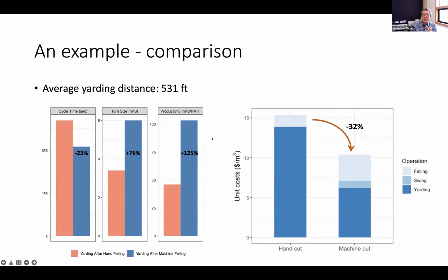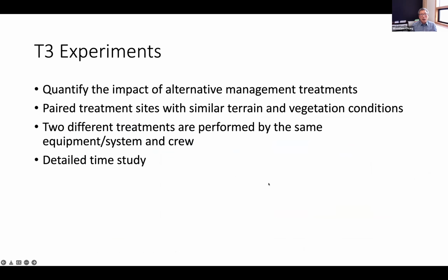But because of this efficiency gain in cable logging after timber falling, you can see here the dark blue is a lot smaller in the machine cut area, even though we use exactly the same yarder and exactly the same crew. So overall, the total cost from stump to landing in the machine cut area, we were able to reduce by 30%. So anyway, this gives an idea of what we can do through a paired study, and especially if you collect time study data in the type 3 treatment implementation. So again, hopefully that gives an idea of what we can do.